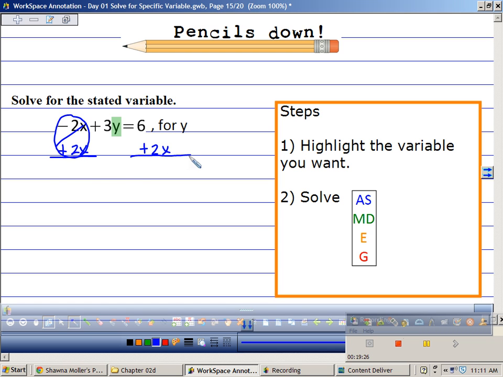All right, so what am I left with? Alex, what am I left with? 3y equals what? 6 plus 2x, or 2x plus 6, does it matter? I'm trying to set it up in a certain way. You guys remember this from last year? Oh, yeah. I'm trying to make it look like that. That's where we're going with this.